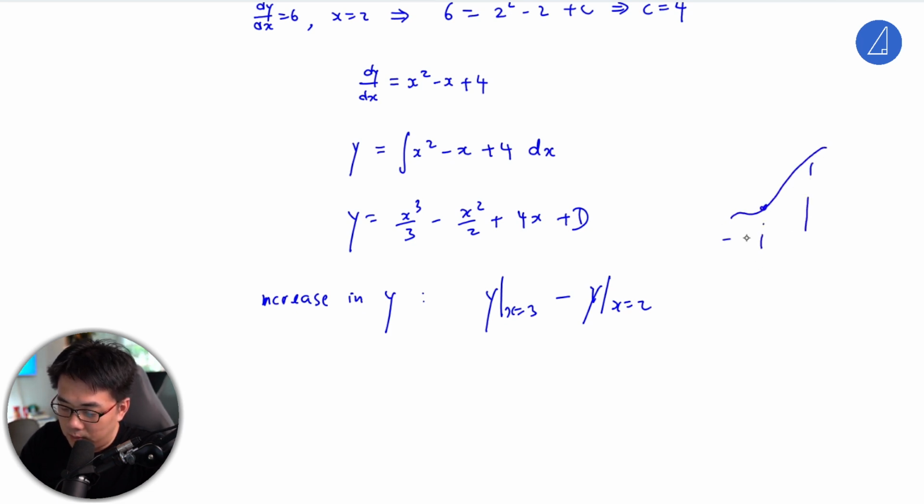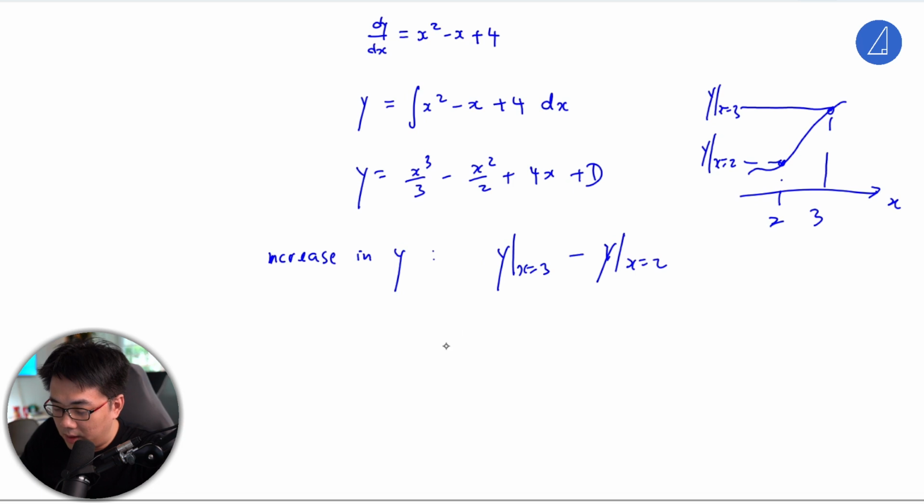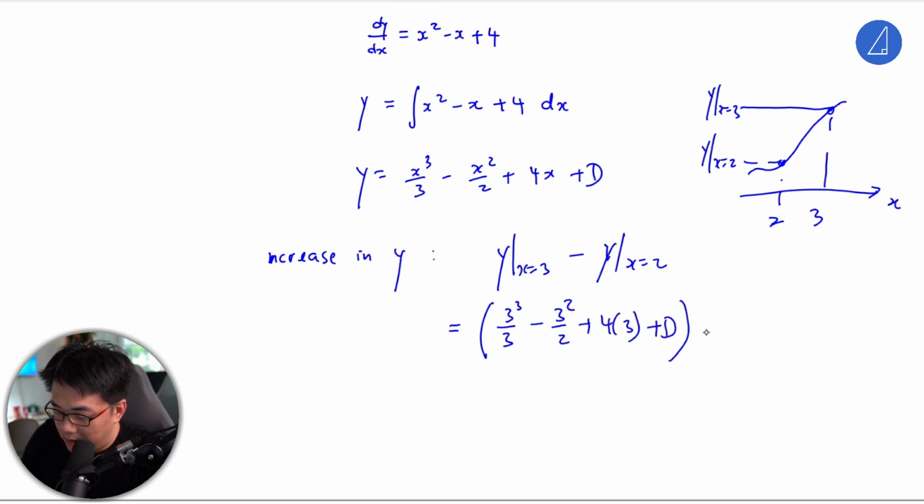So this is x equals 2, this is 3. This will be y when x is 3, and this is y when x is 2. So the increase will be this, because the d will cancel off each other. So this will be 3 cubed over 3 minus 3 squared over 2 plus 4 times 3 plus d, then minus 2 cubed over 3 minus 2 squared over 2 plus 4 times 2 plus d.